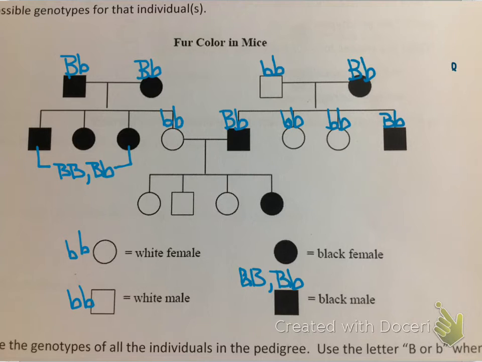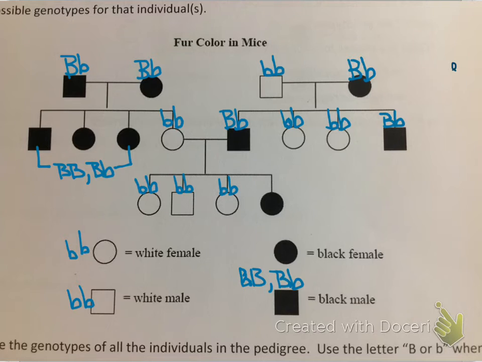And then finally, our last generation, the second one, we have a female who's purebred recessive, and a male who is a hybrid. If we look, they have 3 offspring that are white, so that means they're all purebred recessive.